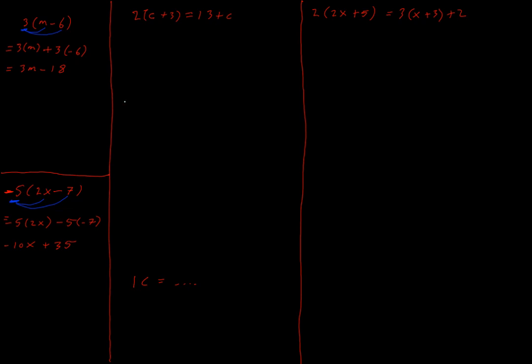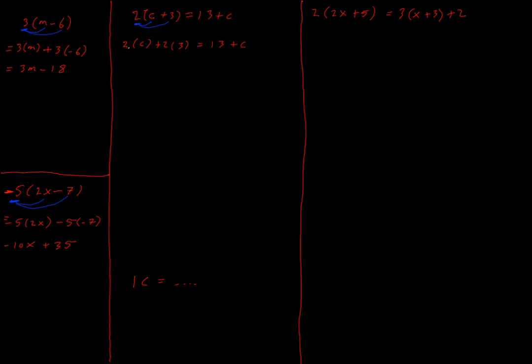So let's make some progress. I know from BIMDAS that I'm going to do my brackets, or just in practice I'm going to try and simplify the biggest thing first, and the biggest problem I can see here is that I've got my brackets going on. So let's deal with that before we do anything else, and we've reminded ourselves of how. We're going to take the 2 and multiply it by the c and by the plus 3. So we are going to end up with 2 multiplied by c plus 2. This is a positive 2 multiplied by plus 3. And that's still equal to 13 plus c.